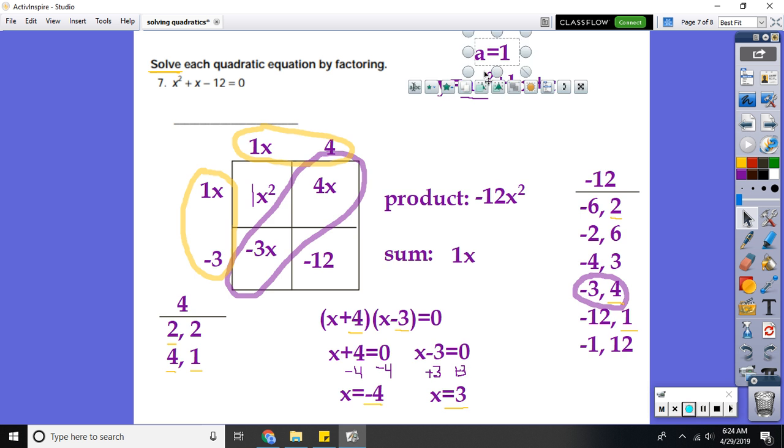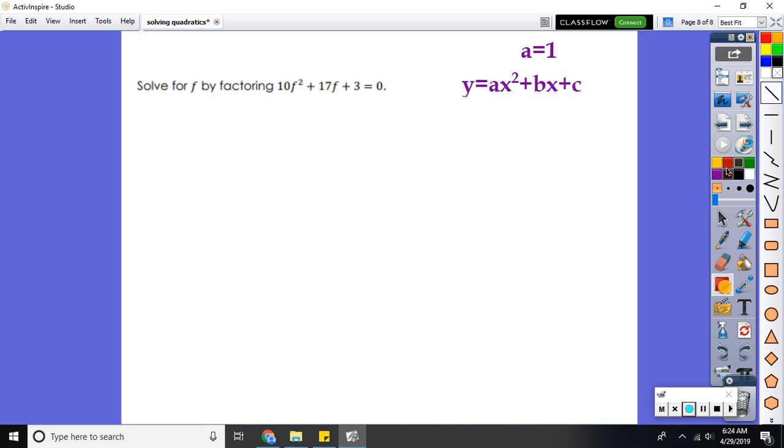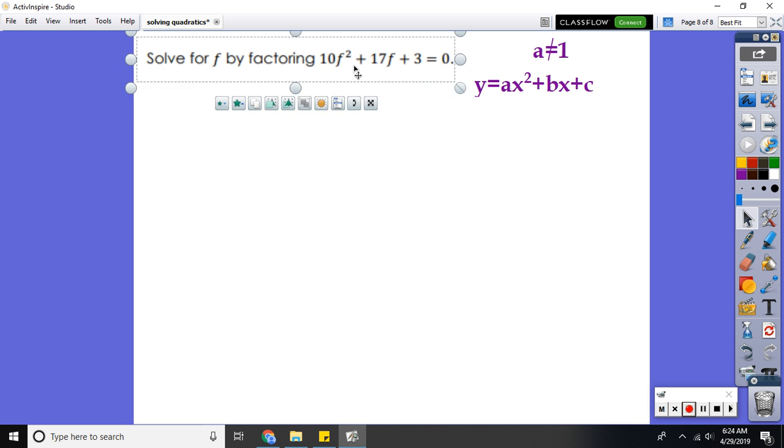So just a reminder that we have the standard form of a quadratic, which is ax squared plus bx plus c. And when a equals 1, there's no number that appears there. But we are going to look at a different situation: when a does not equal 1. So, for example, in this problem, in front of the squared term there's a 10. So this would be an example of when a does not equal 1 because it equals 10.